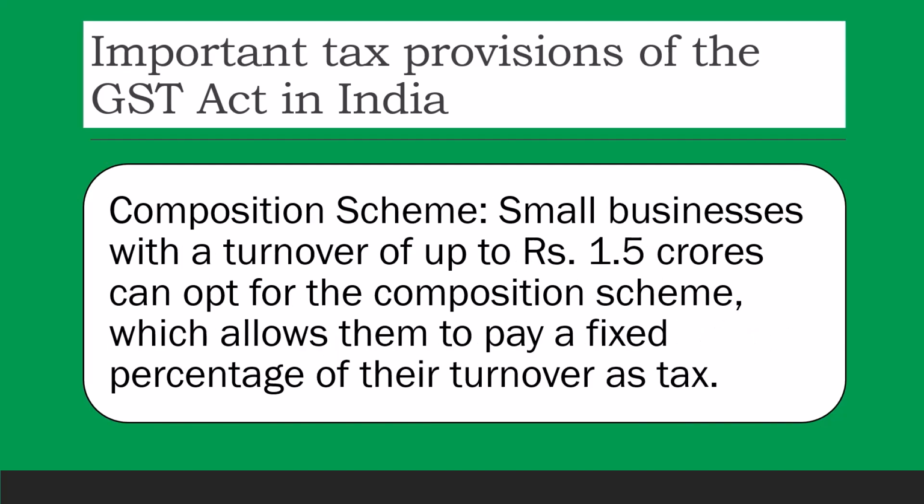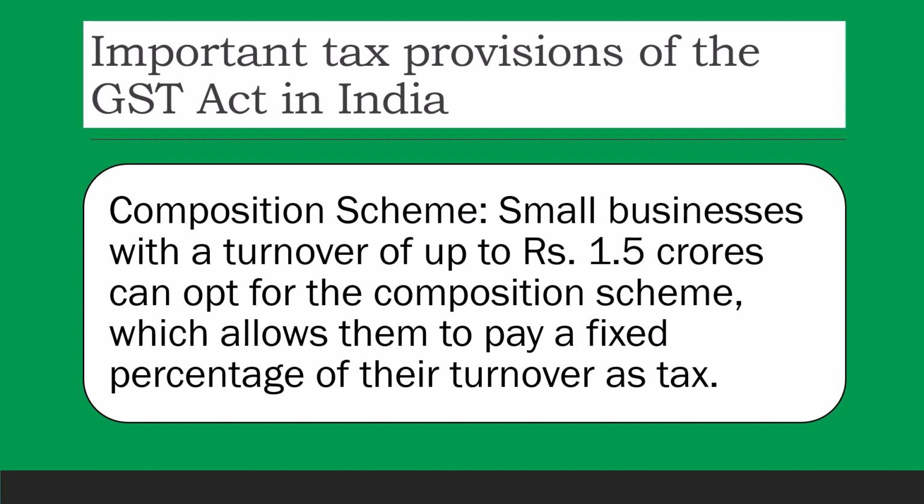Then there is the composition scheme. All those small businesses can avoid various kinds of returns and compliance with all the rules and regulations. They have to have minimum compliance. Small businesses with a turnover of 1.5 crores can opt for the composition scheme, which allows them to pay a fixed percentage of turnover as tax, like 1% or 5%.